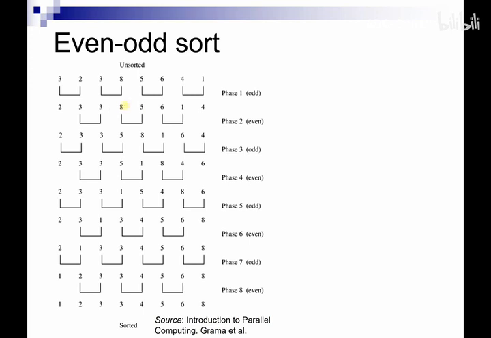So for example, this 8 and the 5 are out of order, so they need to get swapped to 5, 8. And the 6, 1 is going to get swapped to 1, 6. Okay, so that's the even phase.